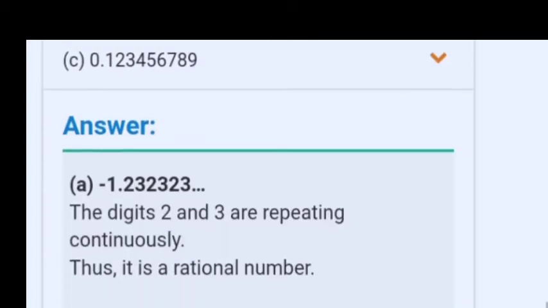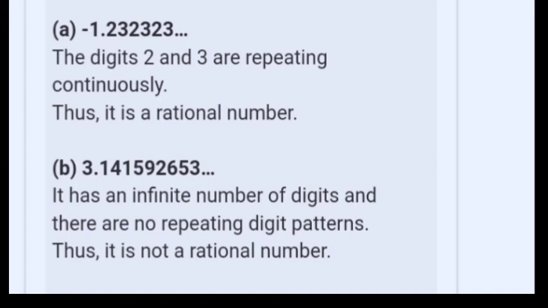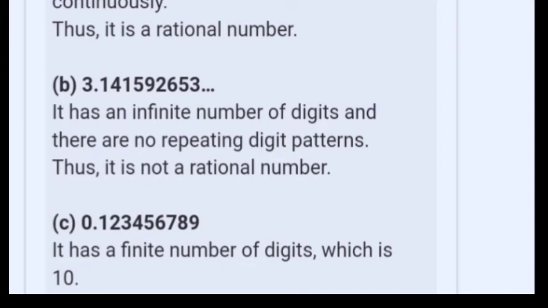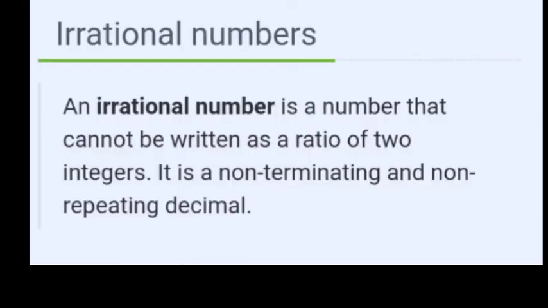So let's see. Letter A, the digits 2 and 3 are repeating continuously. Thus, it is a rational number. Letter B, that is 3.1415926535. It has an infinite number of digits and there are no repeating digit patterns. Thus, it is not a rational number. Letter C, that is 0.123456789. It has a finite number of digits, which is 9. Thus, it is a rational number. As long as it is finite, no matter how many digits, it is a rational number.